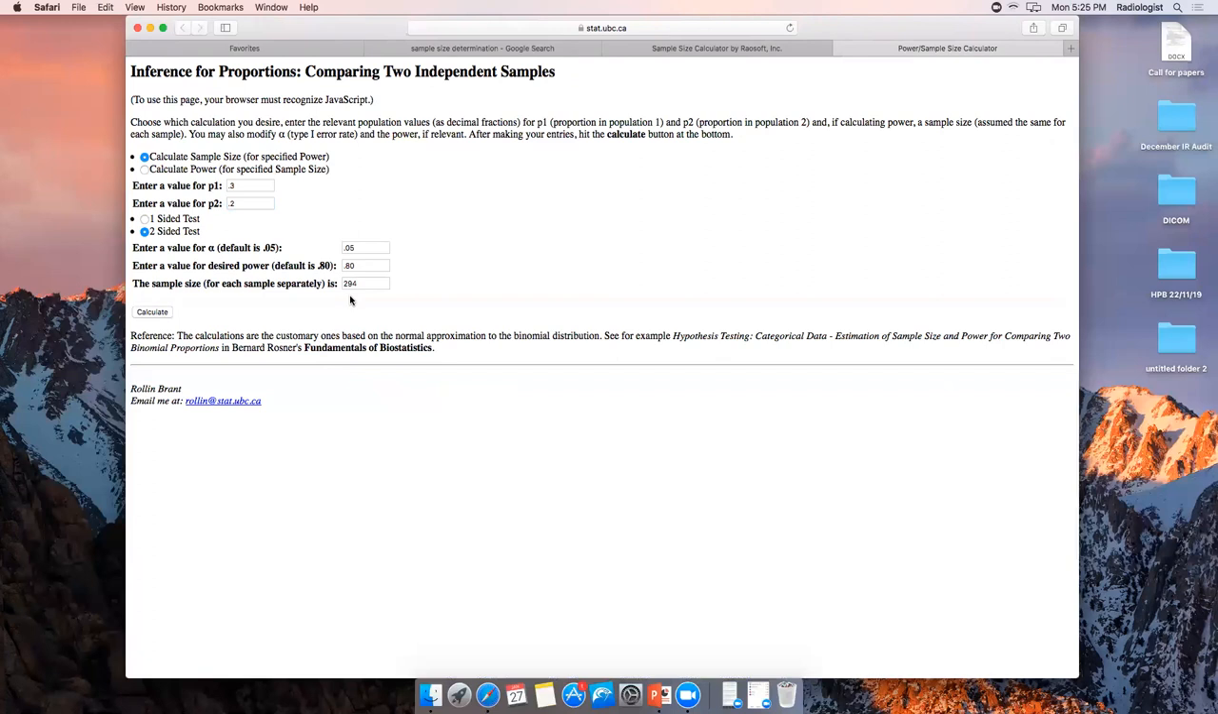Of course, if the prevalence of boys was 0.6, let's change it to 0.6, and among girls 0.2, and I hit calculate, I only need to study 23. Because the difference is so vast that I can easily pick it up. You know, 40% difference between girls and boys exists. I don't need many people in order to establish that difference. So you can play around and based on your literature, do that. All right.